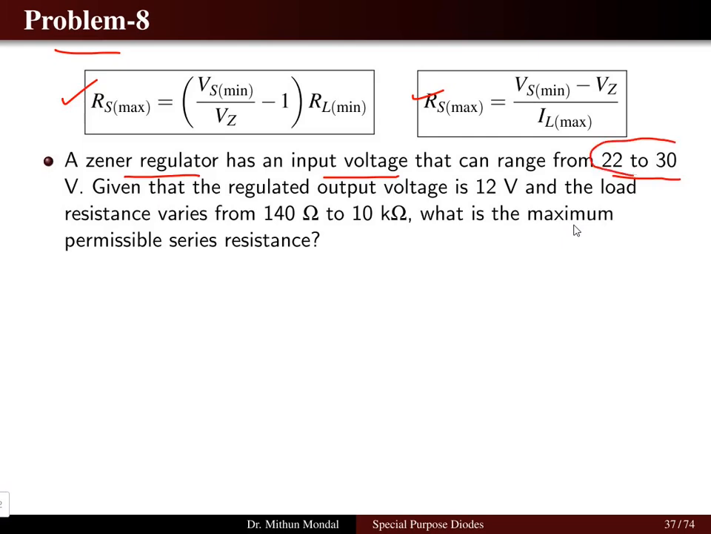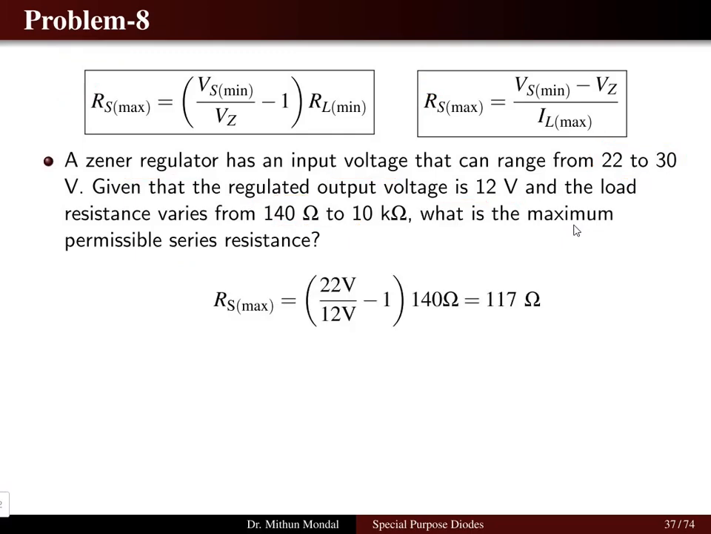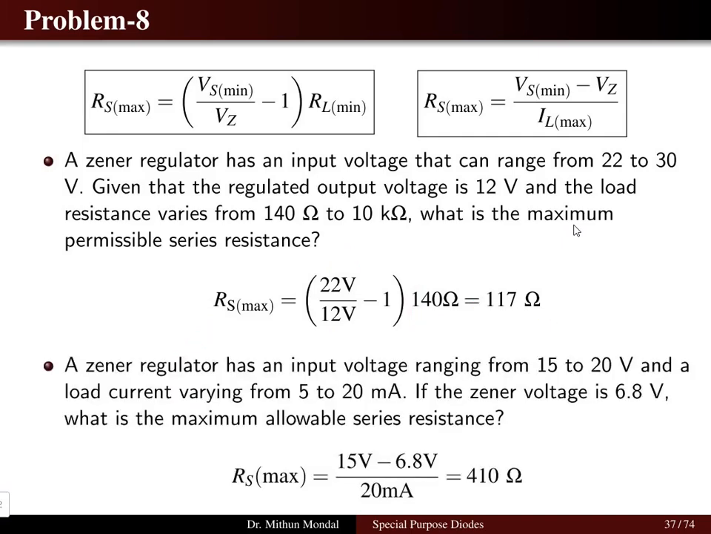So this is the voltage of the input which is changing. Given that the regulated output voltage is 12 volt and the load resistance changing from 140 ohms to 12 kilo ohm, what is the maximum permissible series resistance? So we have seen that Rs max will depend upon the resistance of the load and the voltage of the source by Vz. So we can find that to be 117 ohms.